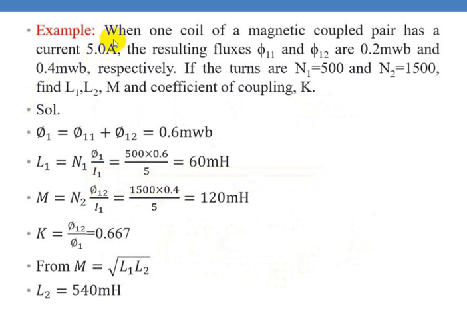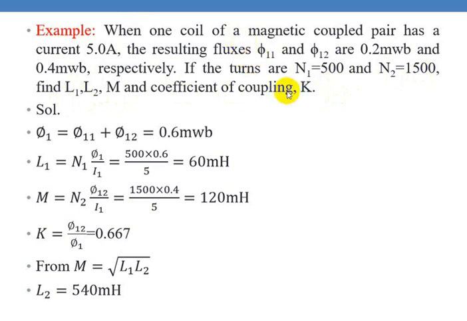Next example. When one coil of a magnetically coupled pair has a current of 5 ampere, the resulting fluxes Φ11 and Φ12 are 0.2 milliweber and 0.4 milliweber respectively. If the turns are N1 equal to 500 and N2 equal to 1500, find L1, L2, M and the coefficient of coupling K. So I think you have understood this problem.